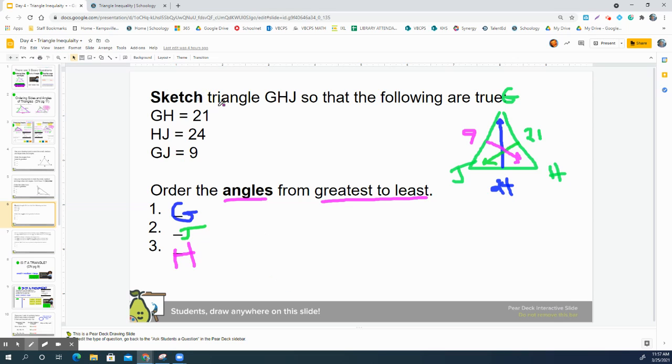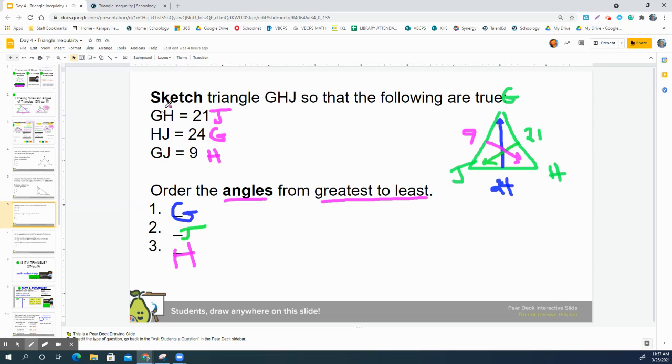Notice that in 21, GHJ is what is missing, right? This is the medium side and J is the medium angle. G is what's missing here. This is the longest side and that's the biggest angle. And then GH is what is missing. H is the smallest angle because this is the smallest side.